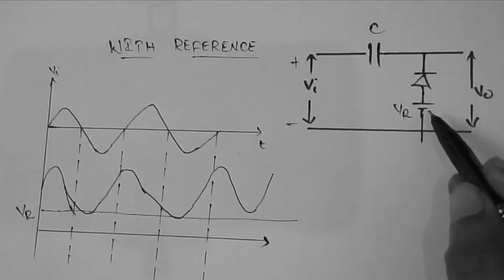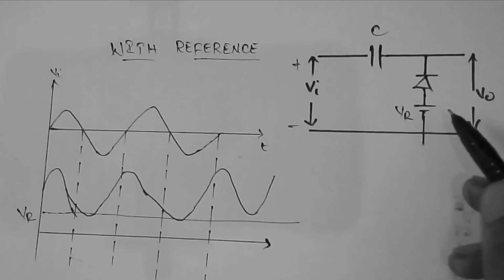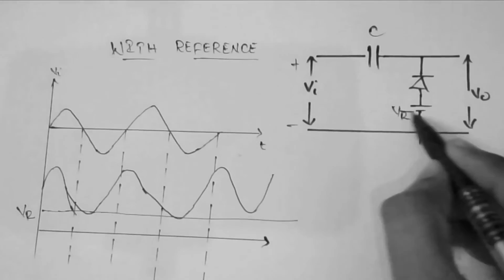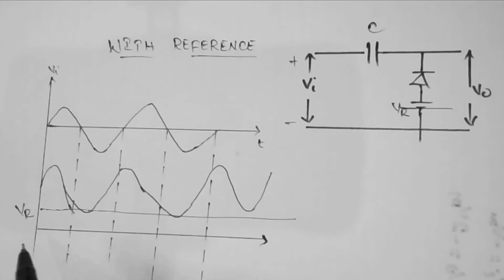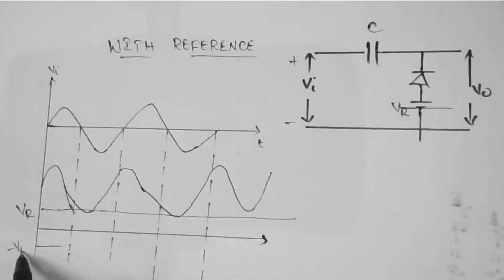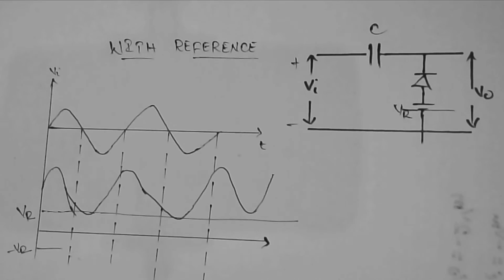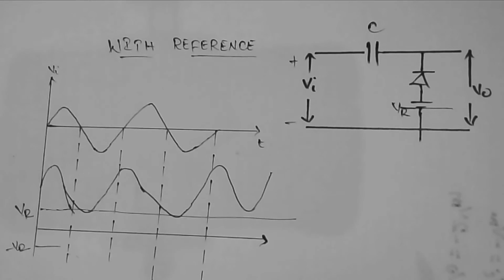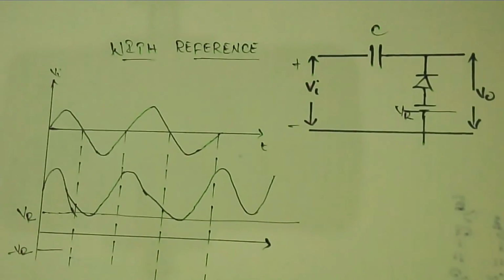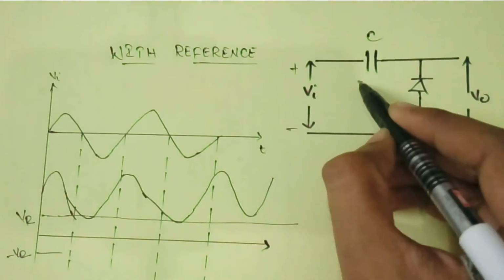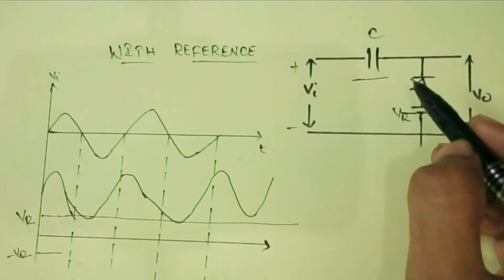So here I have given the positive reference voltage. If I give a negative reference voltage, the input waveform would be clamped to minus VR. So this is the case with a positive clamper. Similarly, it would apply in the case of a negative clamper. That's all about the clamper circuit, and the only thing in the clampers is that the capacitor is providing the external DC voltage source.